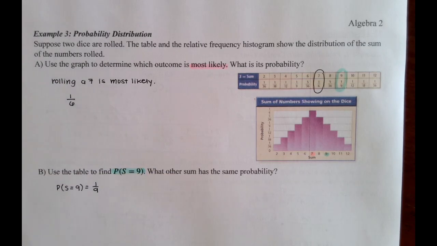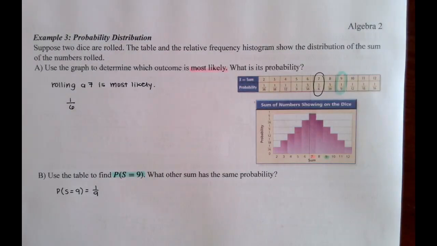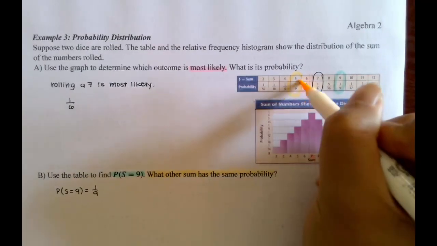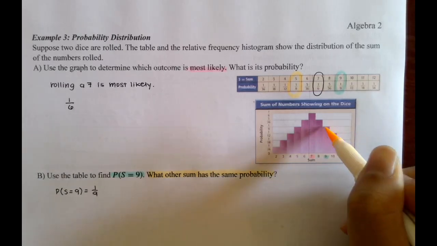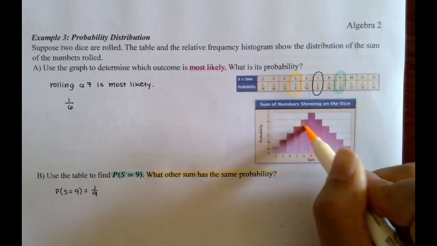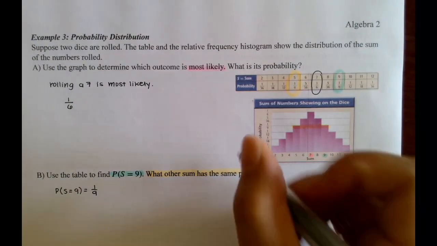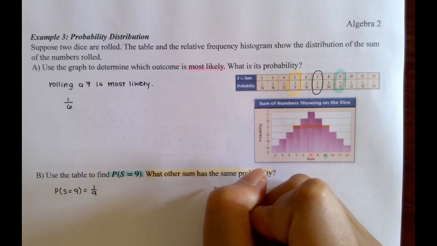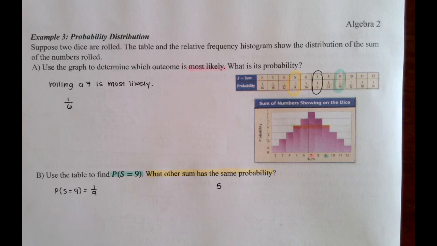What other sum has the same probability? So what other one has 1/9? 5 does. If you're looking at 9, the other one that has the same probability is 5. So rolling a sum of 5.